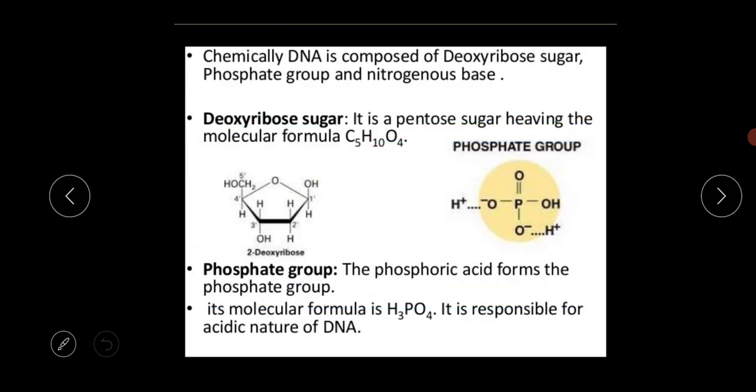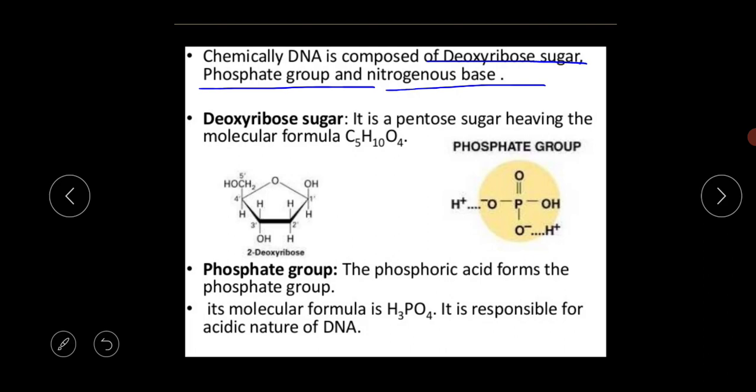Next, what is the chemical structure of DNA? DNA is made up of several nucleotides. Chemically, DNA is composed of deoxyribose sugar, a phosphate group and a nitrogenous base. I am repeating again, DNA is composed of the deoxyribose sugar, the phosphate group and the nitrogenous base.